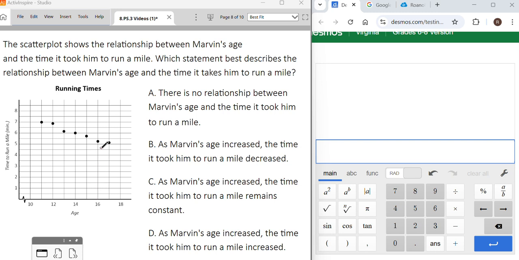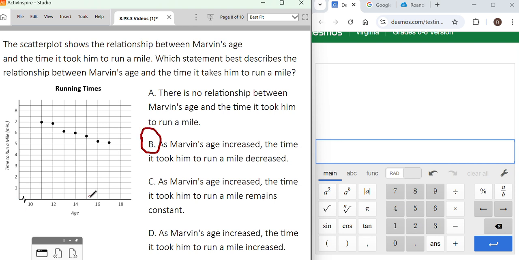When he was 16, he was above 5. And at 17, he was right above 5. So we can say A, there's no relationship. Well, that's not true because I definitely see a negative correlation here. As Marvin's age increased, the time it took him to run a mile decreased. That looks like it to me, but let's read the others.